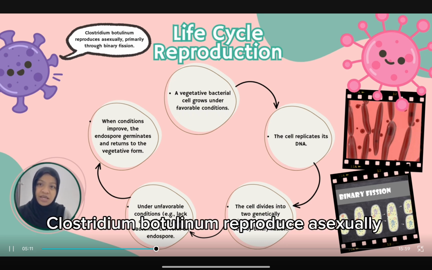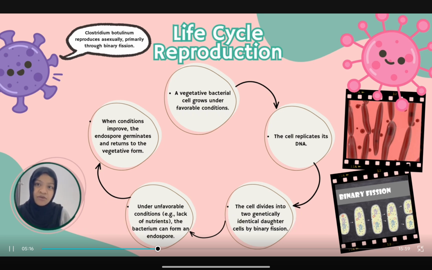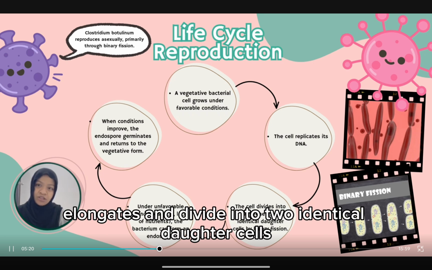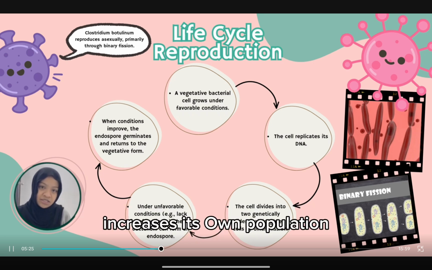Clostridium botulinum reproduces asexually through a process called binary fission. During binary fission, a single cell first copies its own DNA, and then the cell elongates and divides into two identical daughter cells. This is the main method by which the bacterium increases its population.